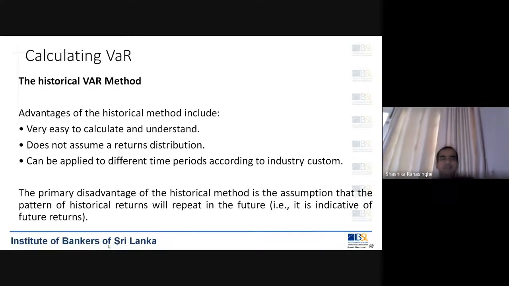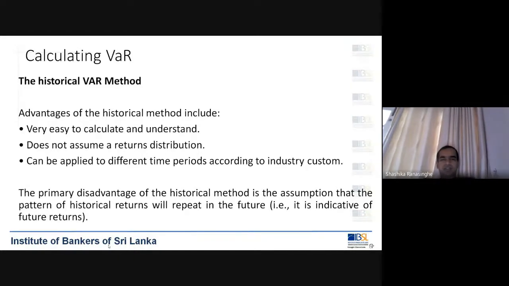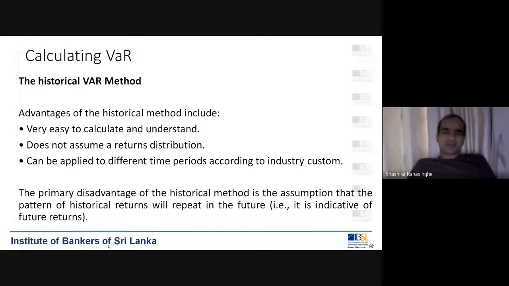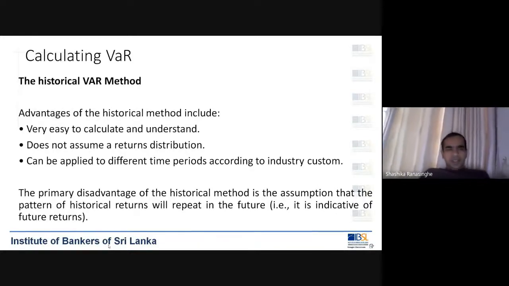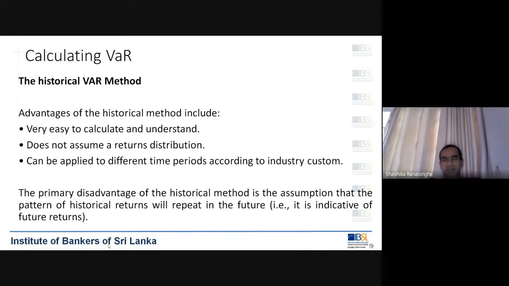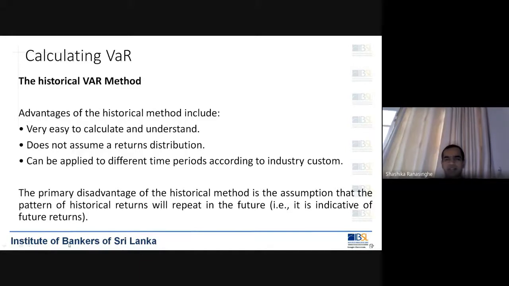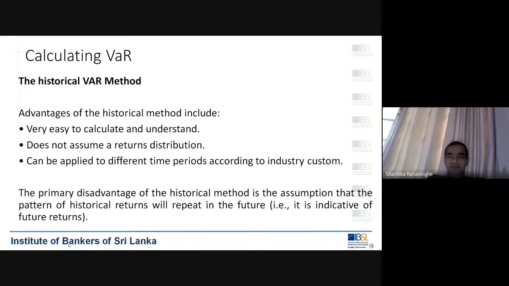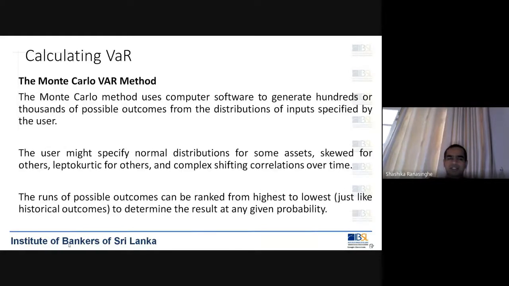Advantages of historical method: very easy to calculate and understand, very easy. It does not assume return distribution. So it doesn't have to be a normal distribution, can be any distribution. Can be applied to different time periods according to industry custom. And the primary disadvantage of historical method is the assumption that the pattern of historical return will repeat in the future. So history might repeat in the future. That is the main disadvantage. You assume that history will repeat. That is, it is indicative of future returns.